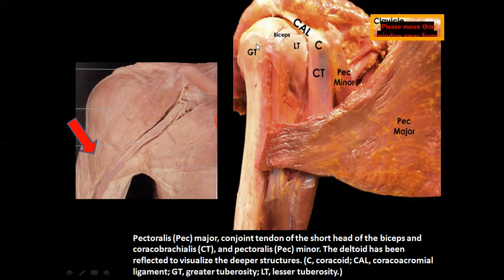Then greater tubercle, you have SITS muscles, no? Like supraspinatus, infraspinatus, and teres minor. Then lesser tubercle, we have subscapularis. Okay, then if you remember, we have intertubercular sulcus, right? So where we have medial lip, lateral lip, and we have the bicipital groove.